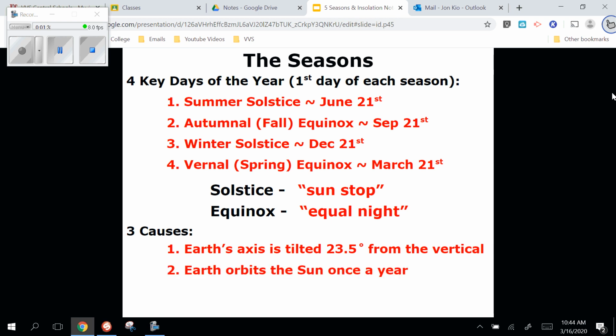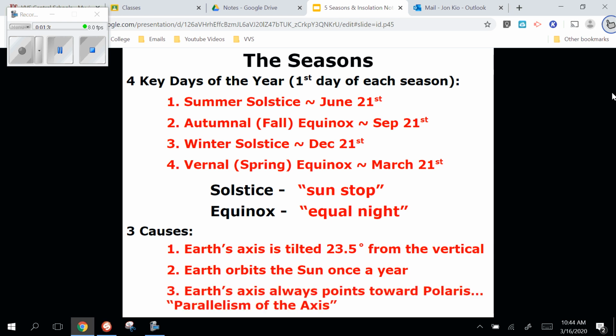All right, second is the fact that it does go around the sun, it orbits the sun. And the third is something called parallelism of the axis. The Earth's axis, if you drew a line from the South Pole through the Earth, through the North Pole and out into space, no matter where the Earth is in its orbit, it always points at Polaris. And Polaris sits right over our North Pole.